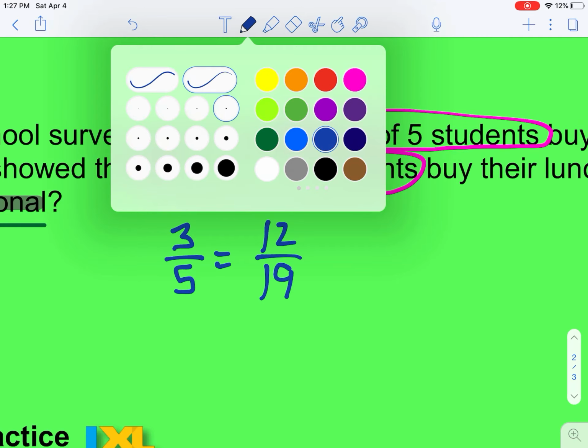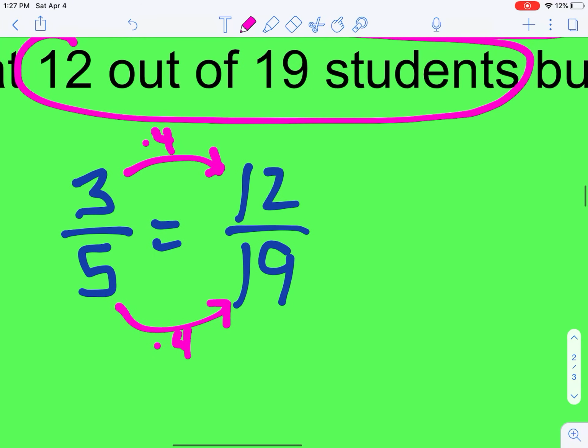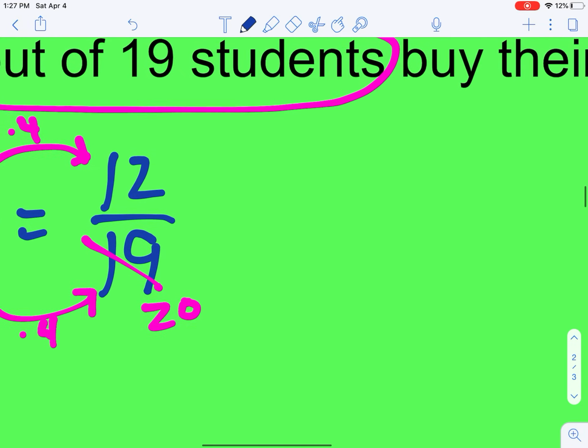Many of you can probably look at this and know the answer already. So if I'm using equivalent rates, I want to go from 3 to 12. So that's times 4, which means I need to do 5 times 4. And 5 times 4 is not 19, it is 20. Therefore, this is not proportional.